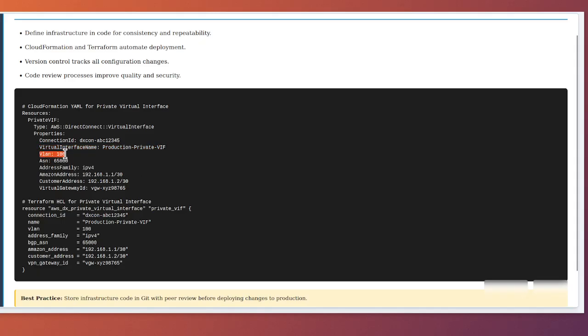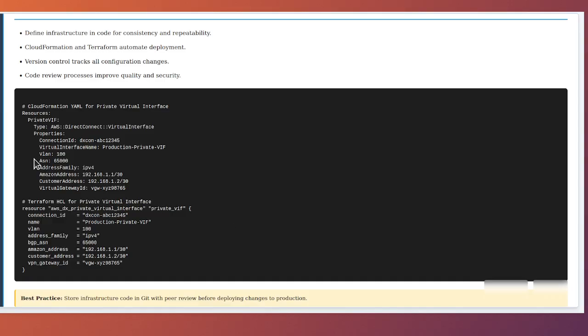The VLAN specifies the VLAN ID for 802.1q tagging. The ASN is your BGP autonomous system number. The address family specifies IPv4 or IPv6. The Amazon address and customer address define the point-to-point IP addresses for the BGP session.